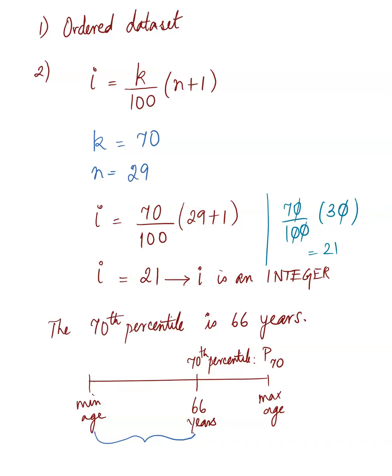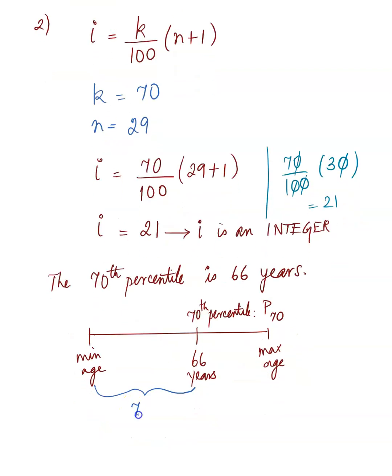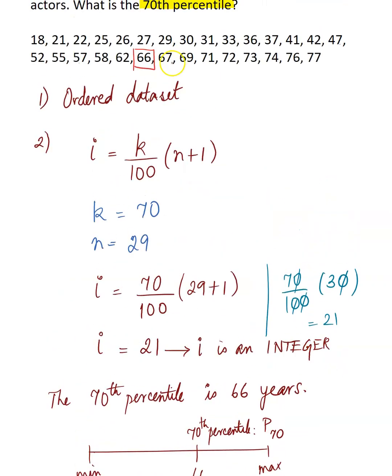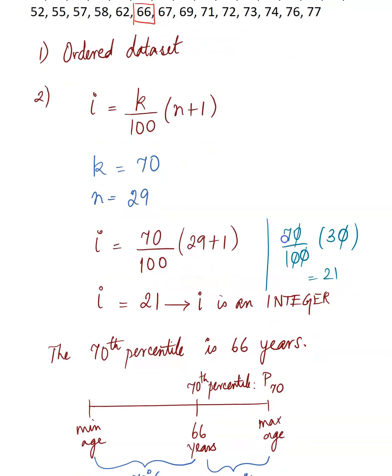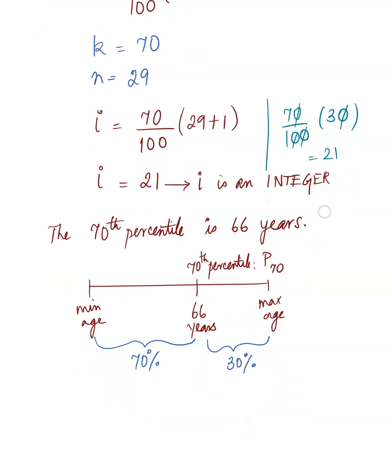So if it's a 70th percentile, what we're saying is 70% of those actors have an age that is either 66 or below, right? And 30% of the actors are of the age 66 or above, right? If you even look at your data set, you can begin to see that, because the majority of them are younger, and so they are below the 66-year mark, and the 30% mark would apply for those who are 66 years of age or above.